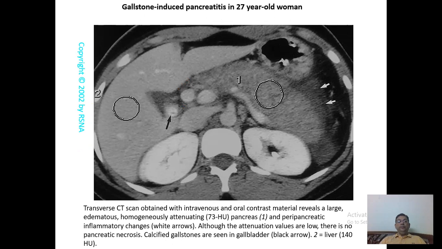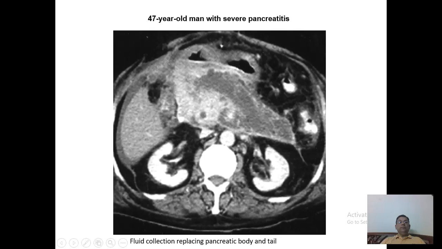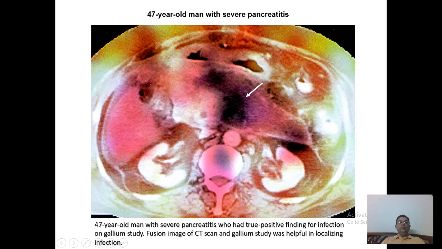Now you can see here in this patient, you can even see a gallstone which is stuck here, and you can see the whole of the pancreas is swollen. The white arrows are showing the peripancreatic inflammatory changes, which is actually fluid here. And look at this. The whole body and tail has been replaced by this fluid collection, and only viable pancreatic tissue is perhaps left here. The rest of the gland has been destroyed by inflammation.